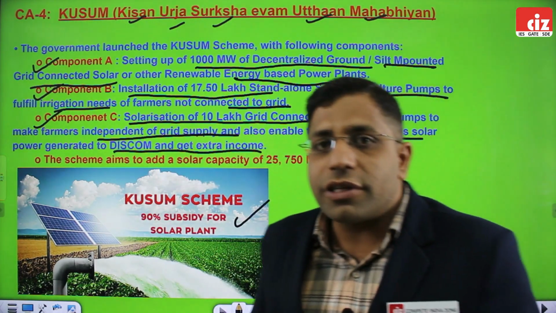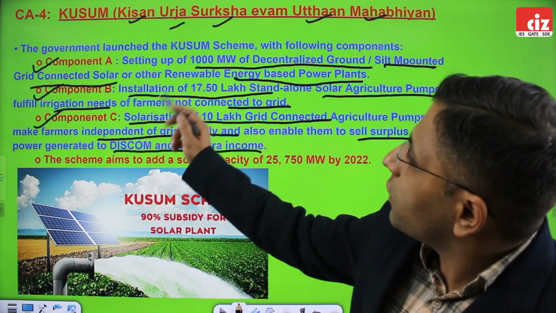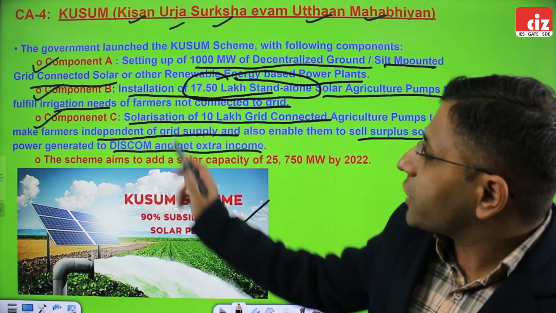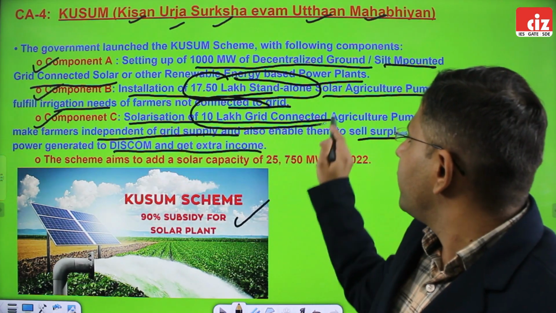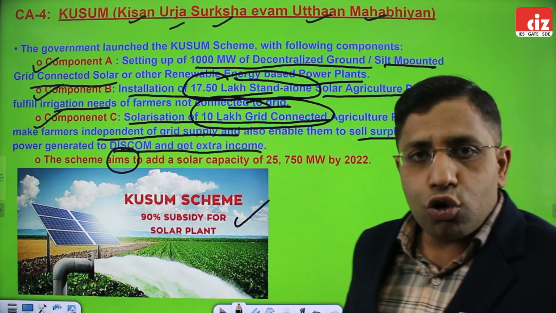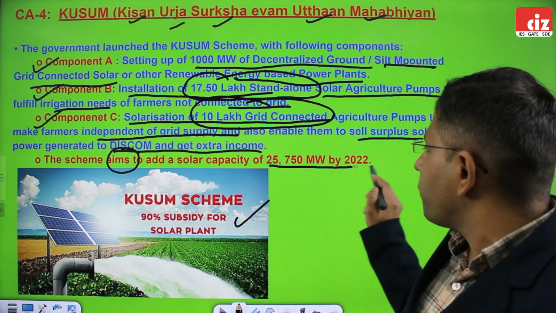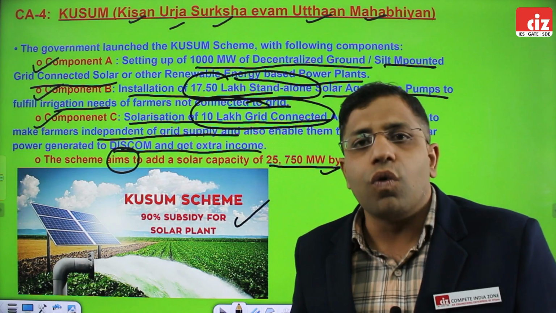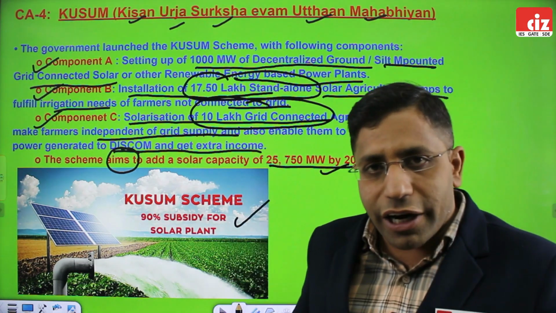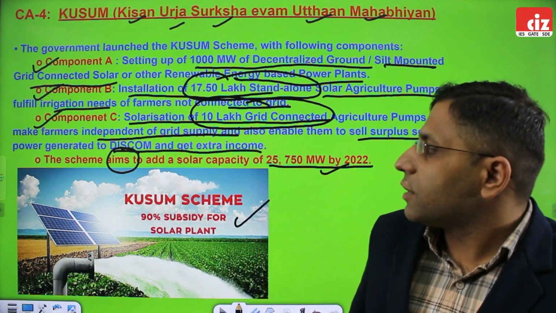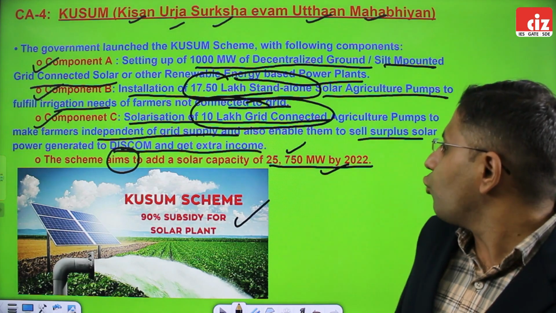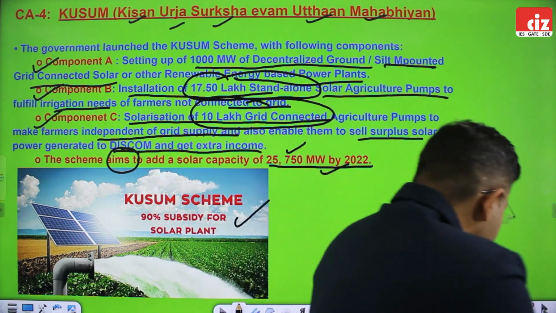So overall, the major things you have to learn from these components are, first, the installation of 17.50 lakh standalone solar agriculture pumps. The second is the solarization of 10 lakh grid connected agriculture pumps, and the next is that the scheme has the major aim to add a solar capacity of 25,750 megawatt by the year 2022. As per the recent scenario of the exam, there have been certain questions from UPSC that show the target based system of government schemes. Let us move further to the next scheme.